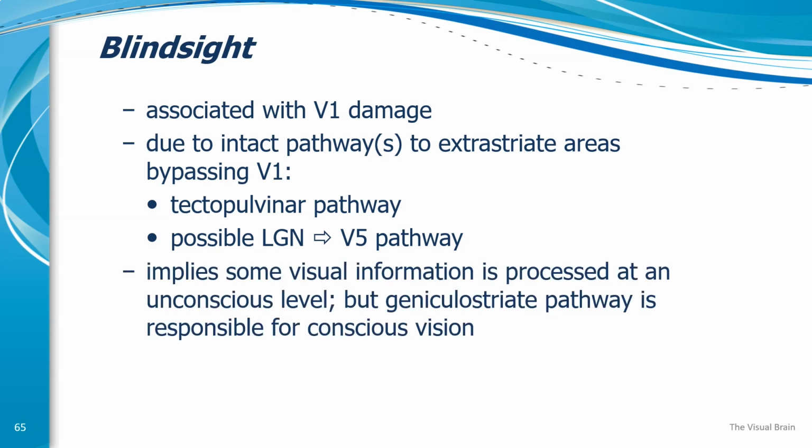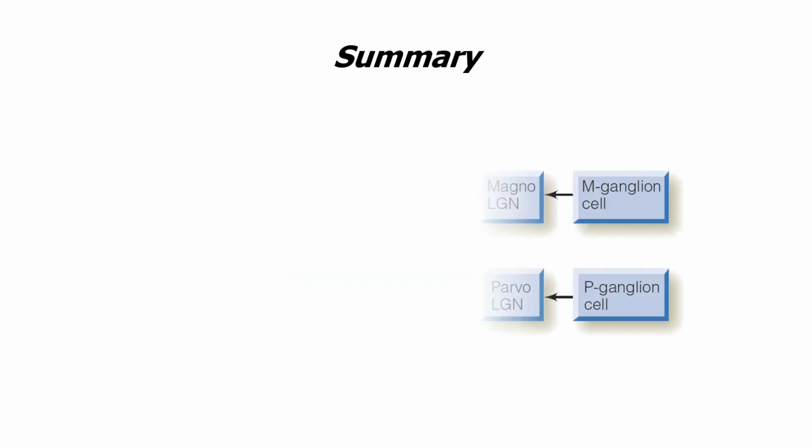Okay, what does this tell us? Well, this tells us that vision, which is something that we think of as a conscious experience, isn't necessarily. We do have this geniculostriate pathway that we rely on for conscious vision, but we're also getting information from our eyes that is processed unconsciously. Pretty neat.